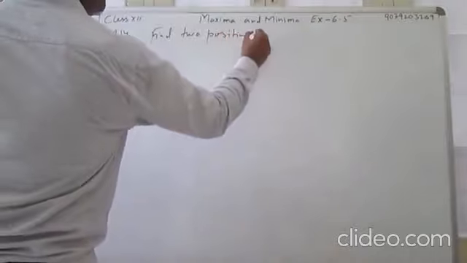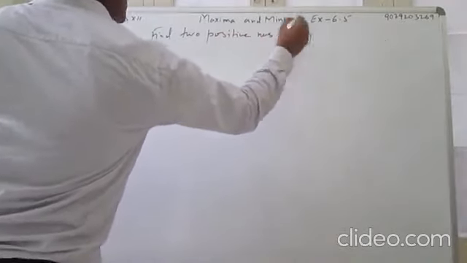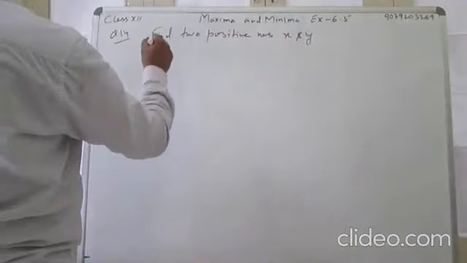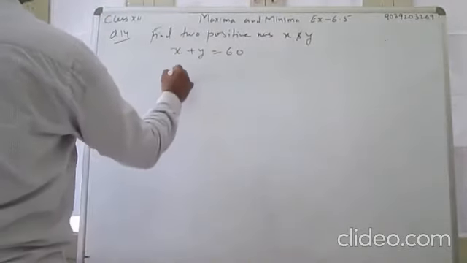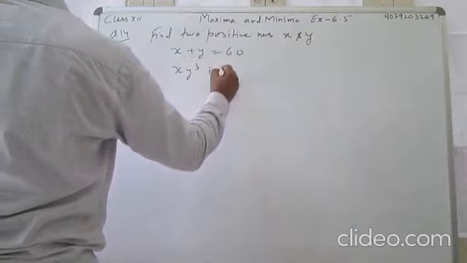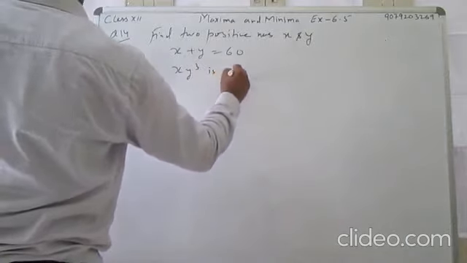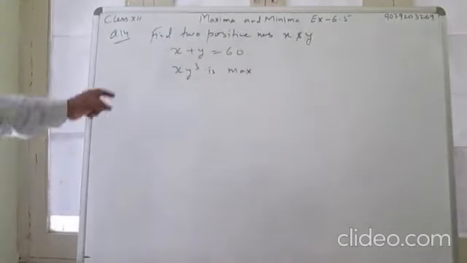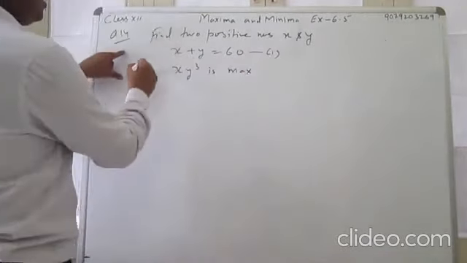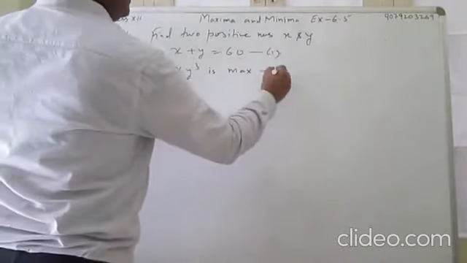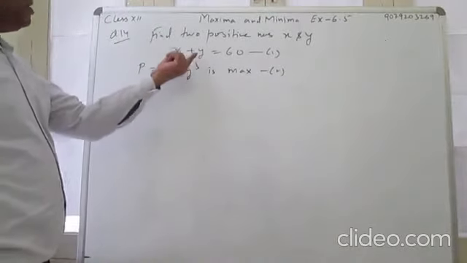Find two positive numbers x and y such that x plus y is equal to 60 and xy cube is maximum. These two conditions are given to you. The first is x plus y equals 60, and the second is the product P, which is to be maximum, and it is in two variables.